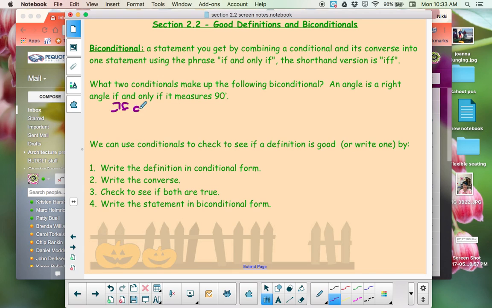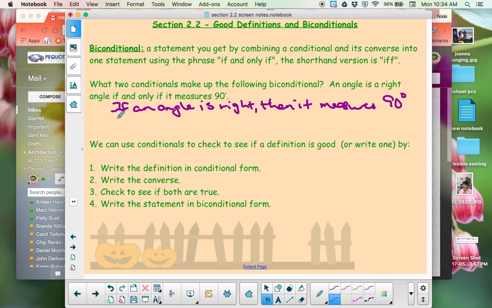If an angle, remember that's our subject, if an angle is, and you can say is a right angle or is right, depending, I'm going to just say that because it's shorter, then it measures 90 degrees. Okay, so we know that this is a conditional because it would say if and then, if an angle is right, then it measures 90 degrees.